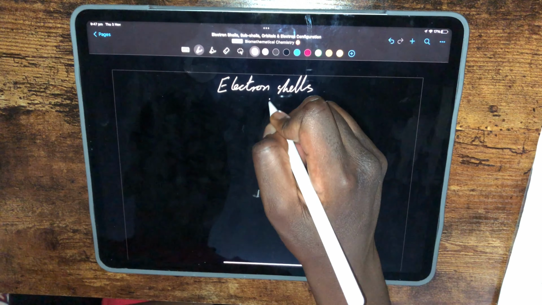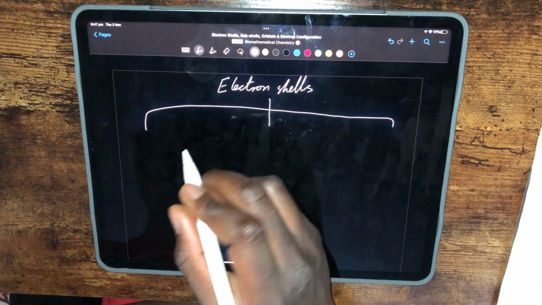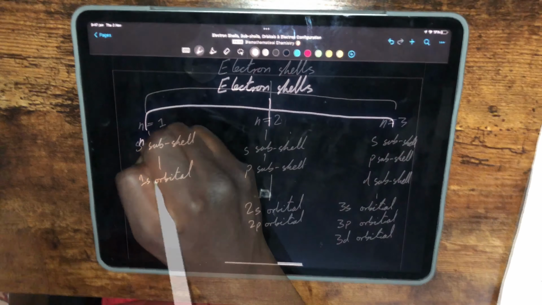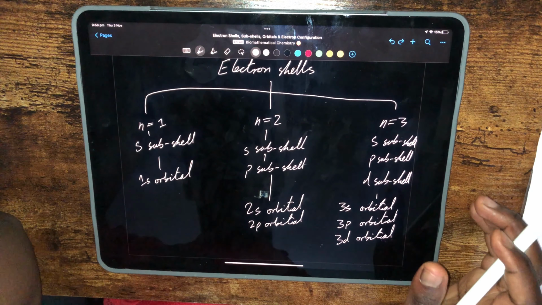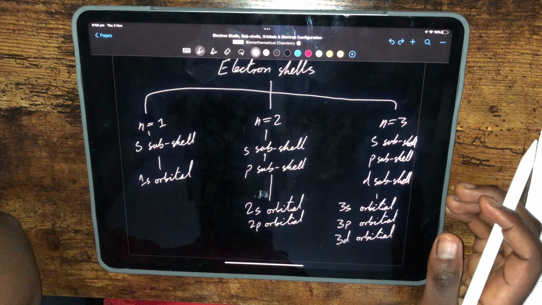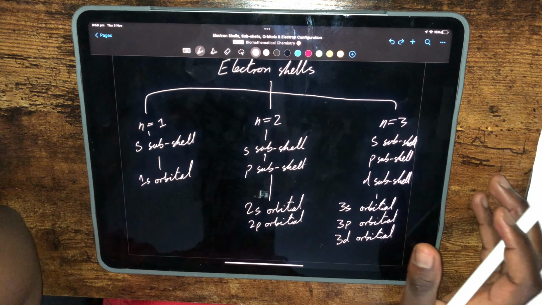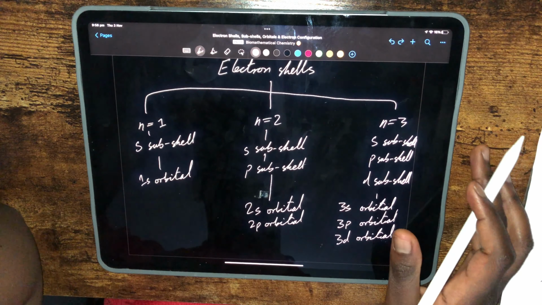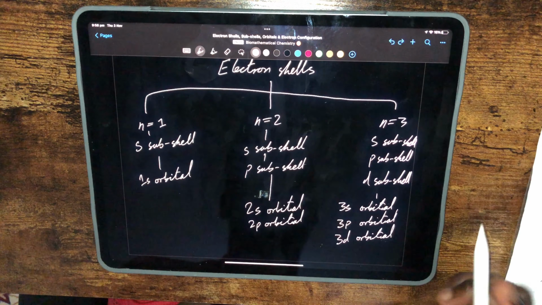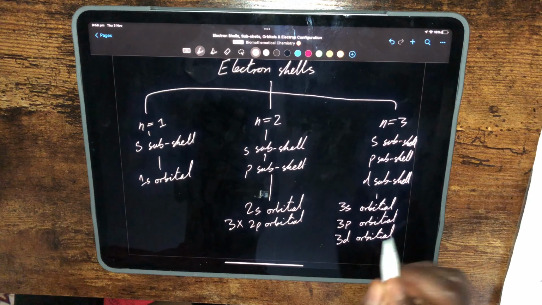You have either n equals 1, which is just 1. To summarize for electron shells: in the first energy level, there's only an s subshell, where there's only one 1s orbital. In the second energy level, there's an s subshell and a p subshell, where there's only one 2s orbital and 3 2p orbitals, as I showed before.